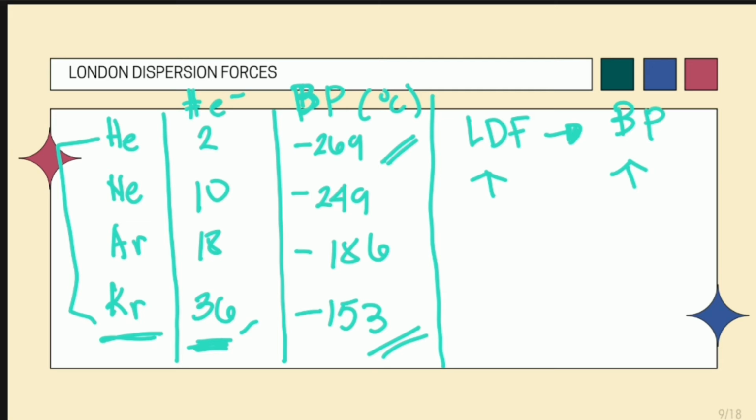So in summary, the greater the dispersion forces that a molecule has, the greater the boiling point will be. And as the number of electrons within an atom or molecule increases, the boiling point of the substance will increase due to the increased amount of intermolecular force, specifically the London dispersion force.